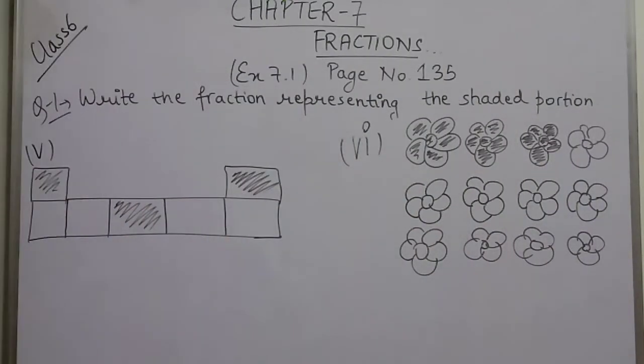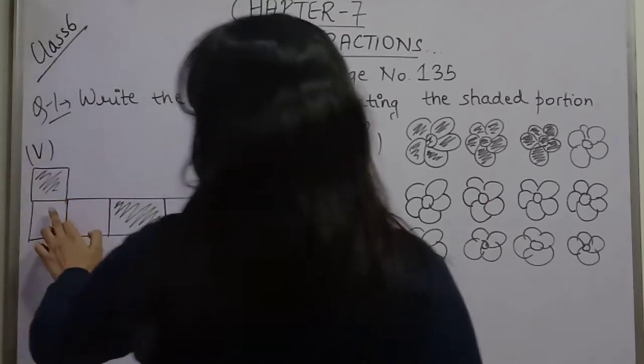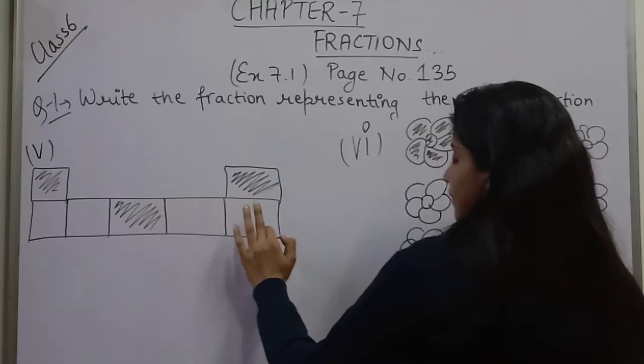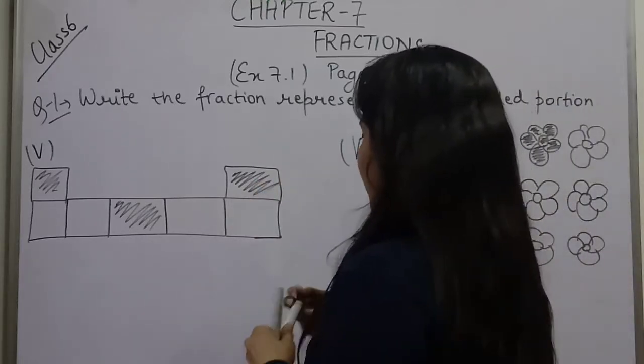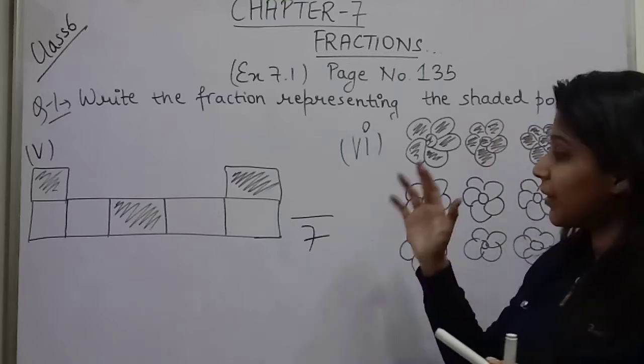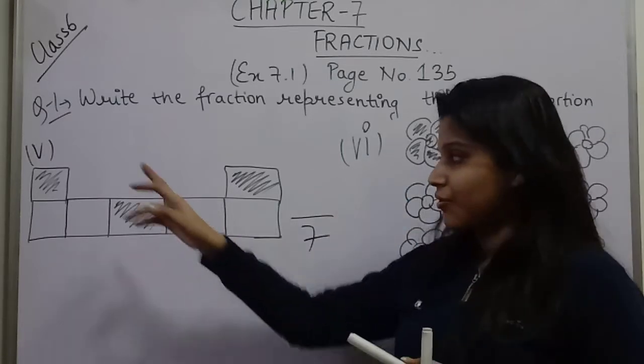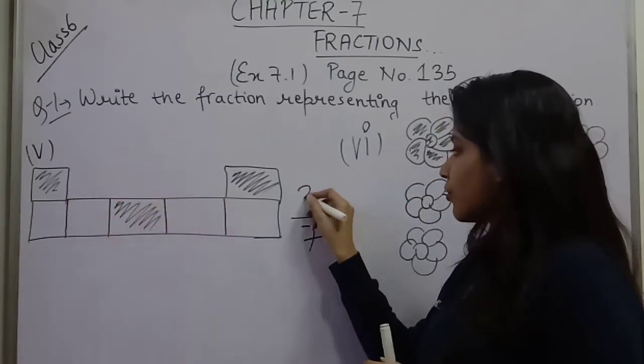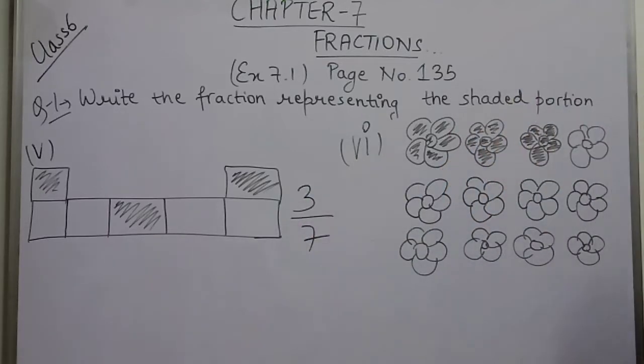Alright, coming to the fifth part. In the fifth part, how many total boxes do we have? 1, 2, 3, 4, 5, 6, 7. So we know that in the denominator we'll be writing 7. And in the numerator we'll have the shaded region. So that is 1, 2 and 3. So 3/7 is the required fraction. Okay? Fifth part done.